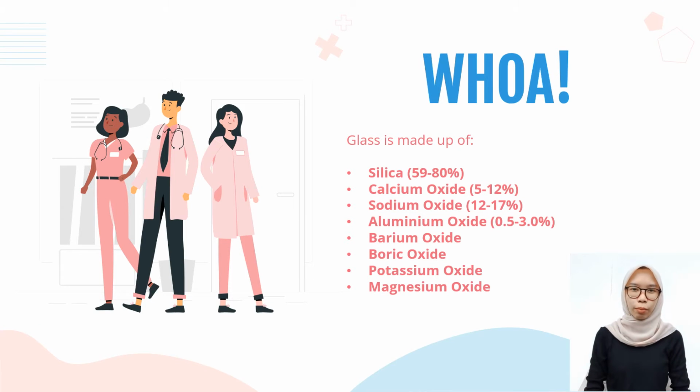Glass is principally made up of 59 to 80% of silica with varying degrees of calcium oxide around 5 to 12%, sodium oxide 12 to 17%, aluminium oxide, barium oxide, boric oxide, potassium oxide, and magnesium oxide. Glass has a high melting point due to the presence of silica. Meanwhile, the presence of oxides changes the melting point and melt viscosity of the glass.